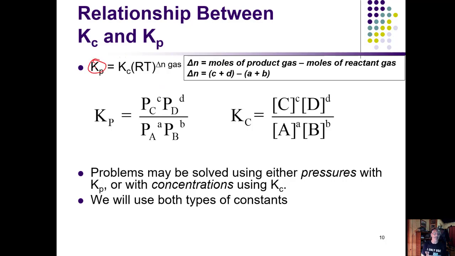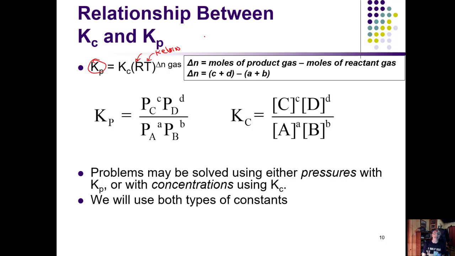K sub P, the equilibrium constant for gases, is equal to K sub C times RT, the gas constant from the ideal gas law, 0.0821 liter atmospheres over moles Kelvin, times the Kelvin temperature, raised to the delta N. Remember, anytime you're working with gases, you've got to be in Kelvin. And the delta N is just the number of moles of products minus the sum of the number of moles of reactants.